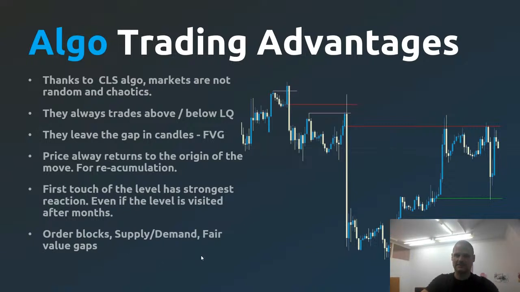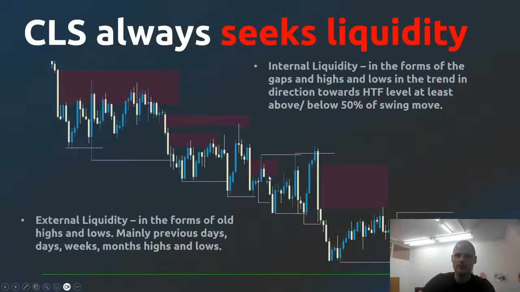right? So these levels can be called, you probably heard it, order blocks or supply and demand levels, right? And these gaps can be fair value gaps, right? So yeah, that's basically the levels. Now we will look a little bit into the liquidity, right? So this CLS, this company, they always seek liquidity. That's the only thing they need, right?